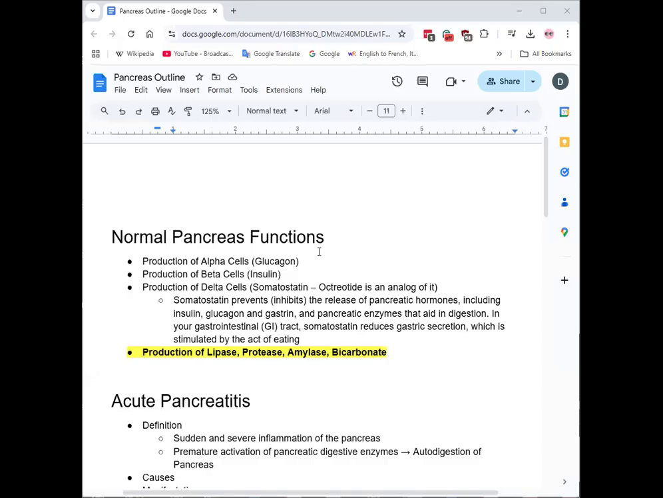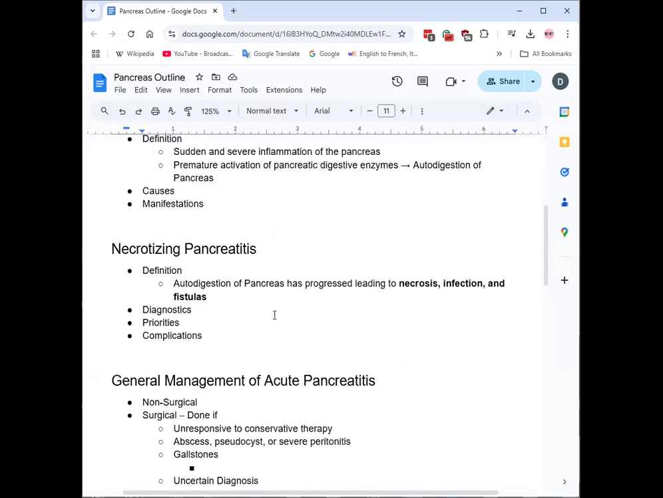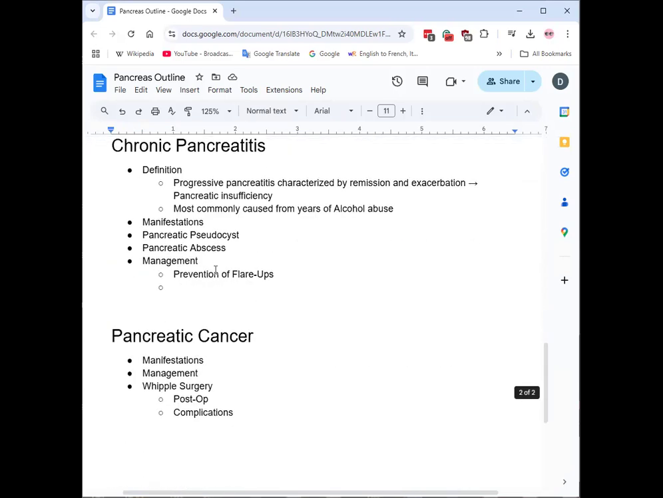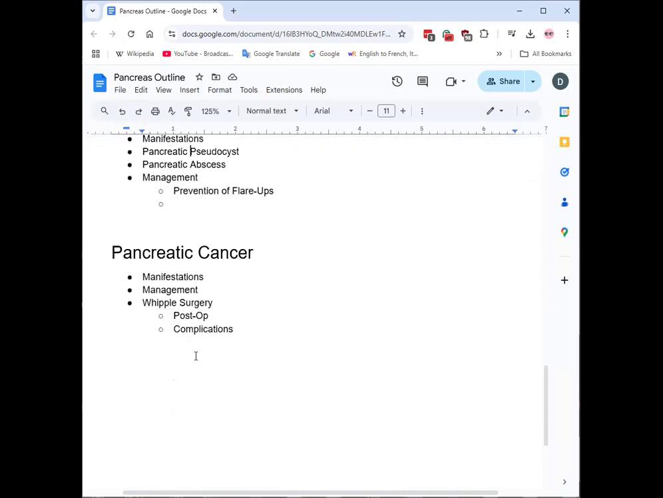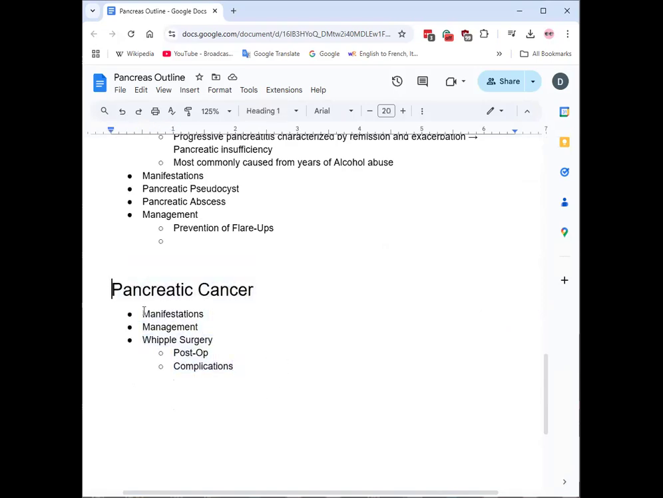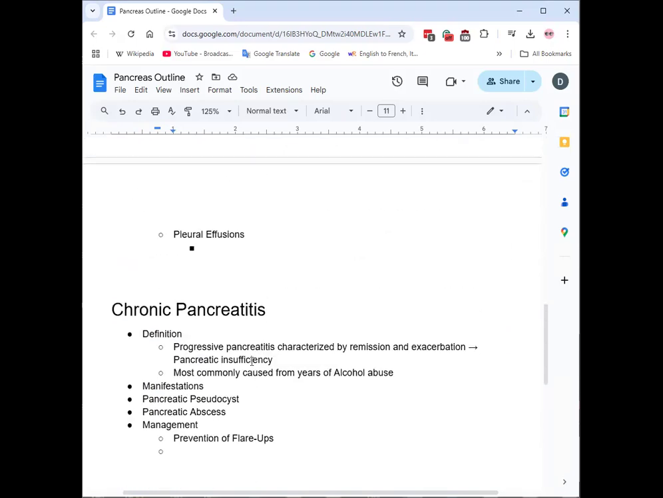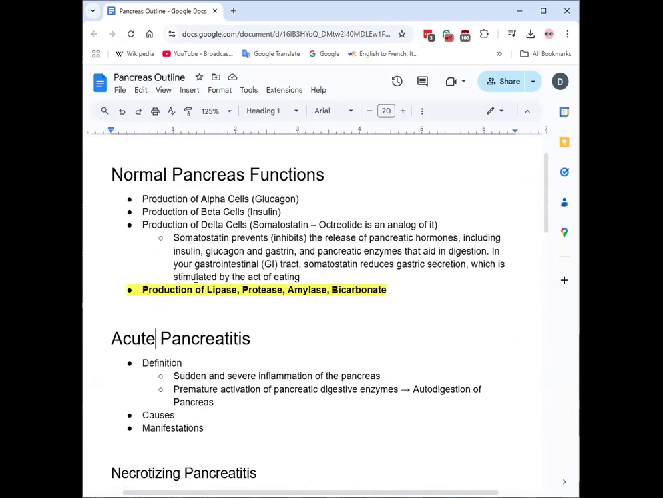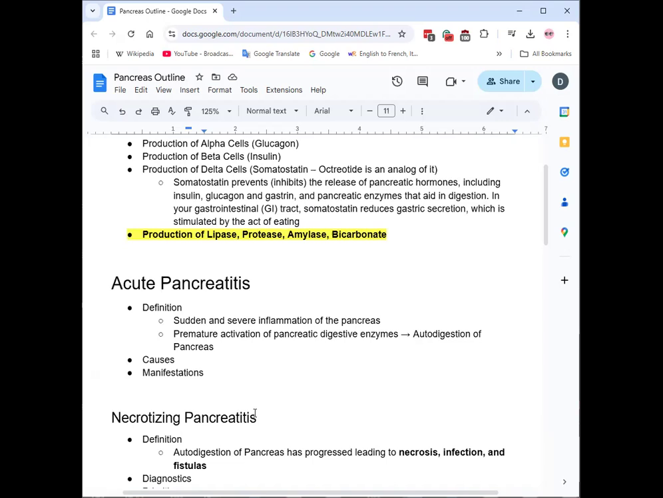Okay, so this one for pancreas is going to be a lot shorter than yesterday. There's just not as much content on it. It's mostly going to be a quick overview of normal pancreas function, talking about acute pancreatitis, necrotizing, general management, chronic, and just a little bit on pancreatic cancer. Pancreatic cancer was probably the least pertinent overall. It was more about kind of this general management.